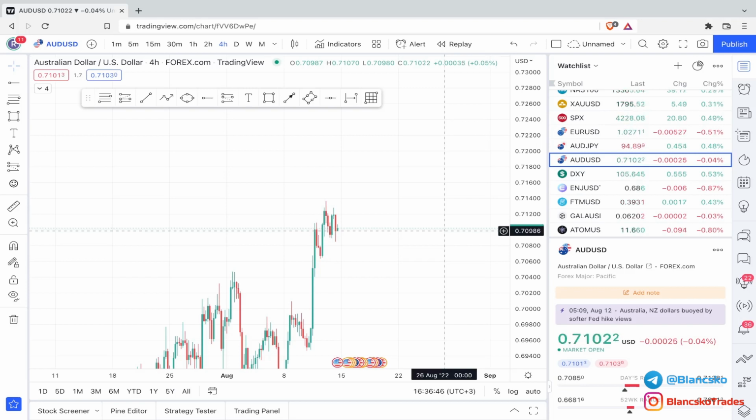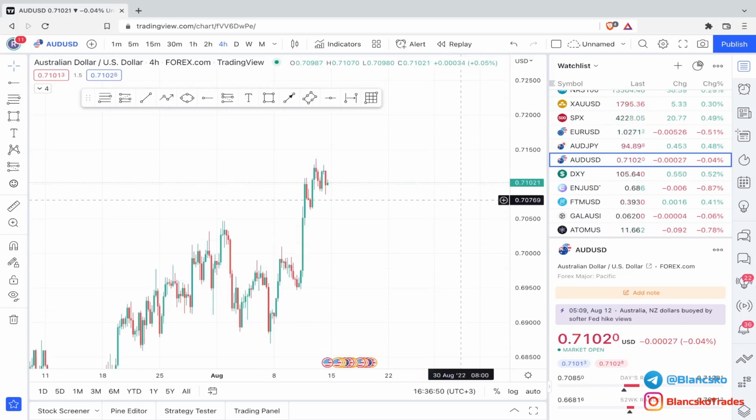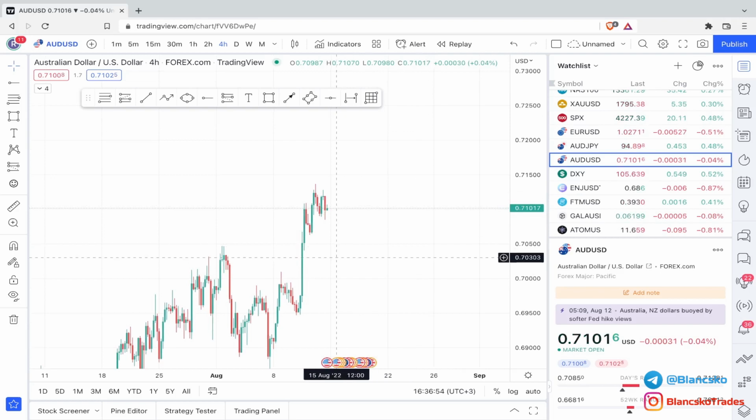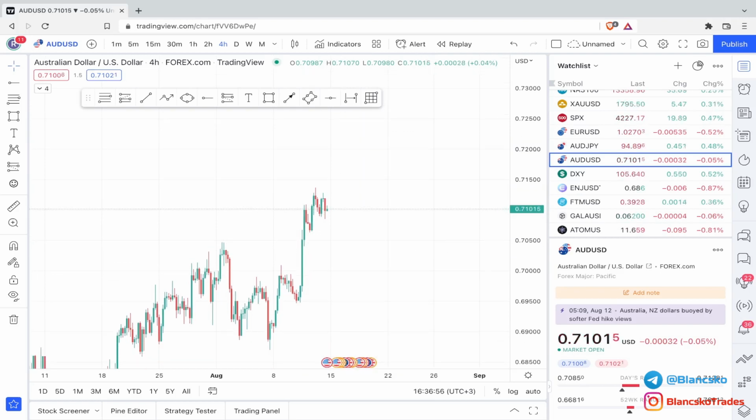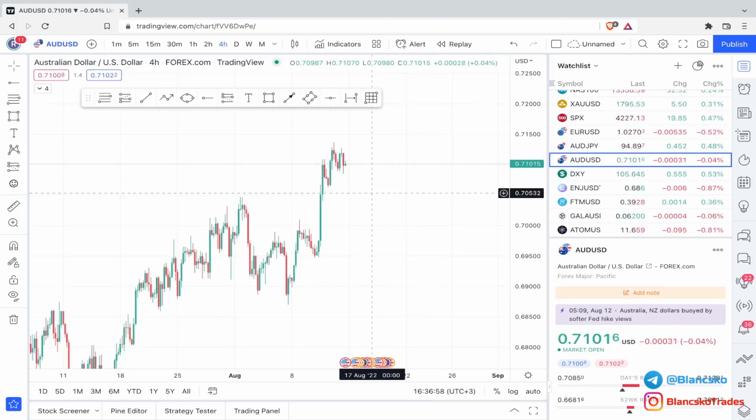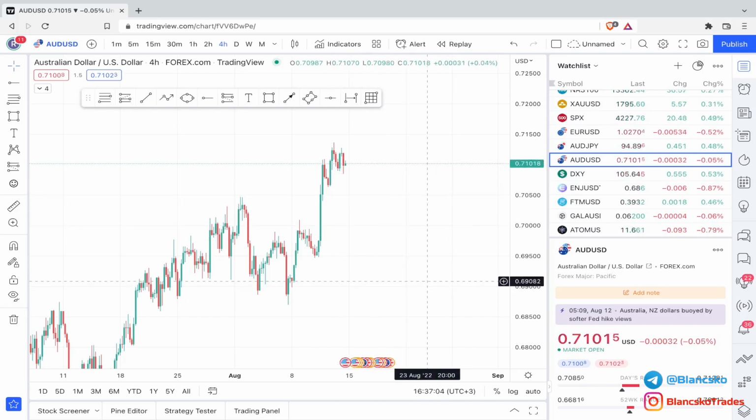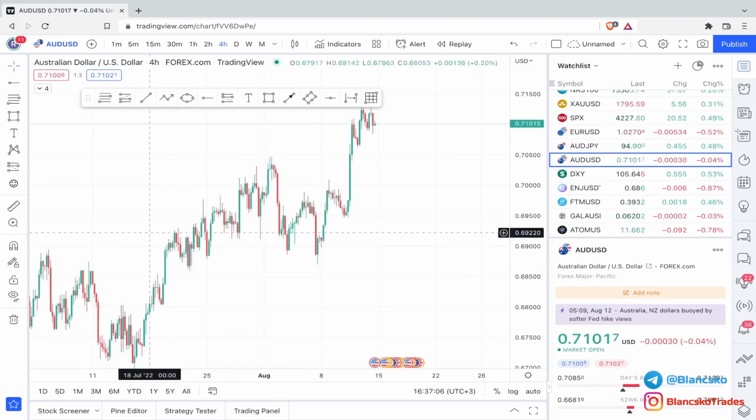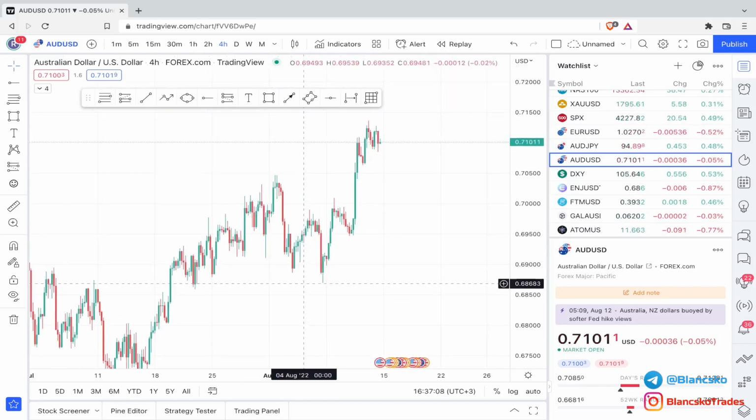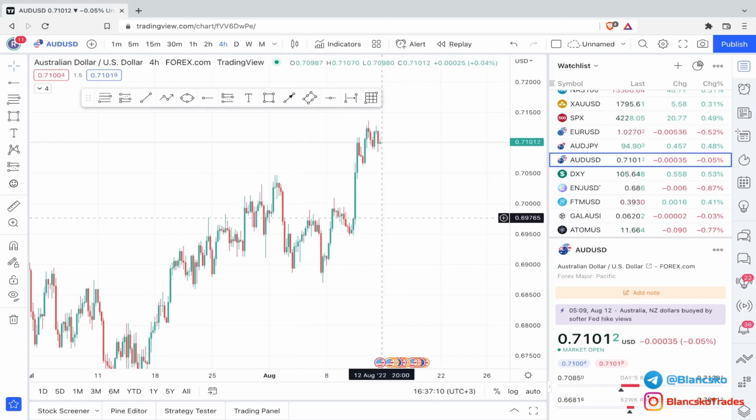So now, as I said, we have to combine it with market structure. Market structure tells us where we are heading, if we are heading up or if we are heading down. So right here, I'm just going to use a recent market structure to do a top-down analysis using market structure and order blocks, and then I will show you an example from the past where everything played out very nicely.